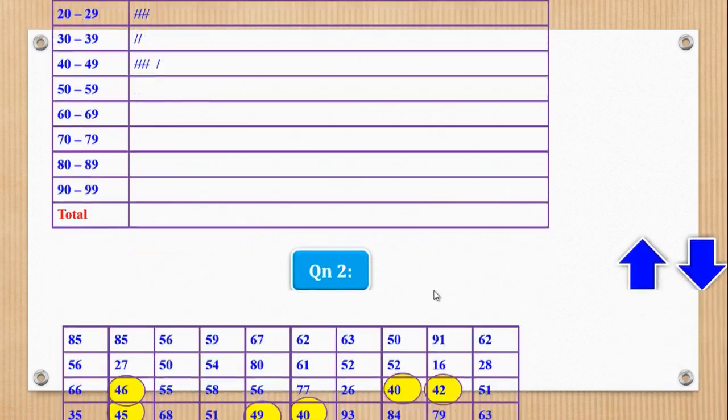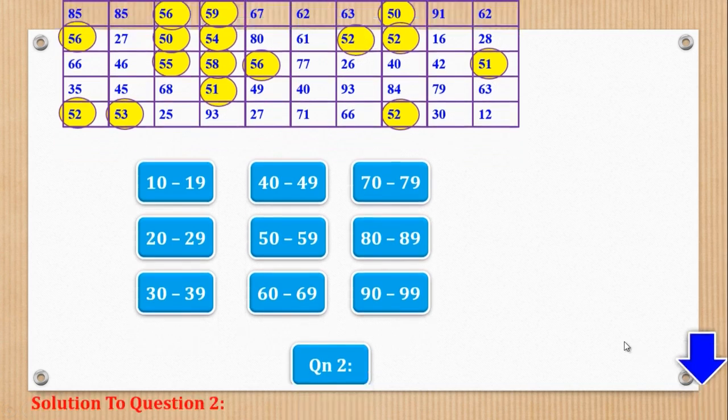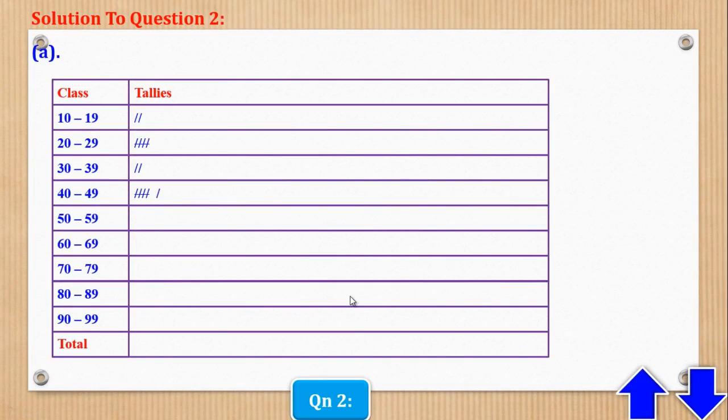We shall first remove these, then we highlight the ones of 50 to 59. So we shall count 1, 2, 3, 4, 5, 6, 7, 8, 9, 10, 11, 12, 13, 14, 15, 16. So we shall come back here and say they are 16. So we shall make bundles.